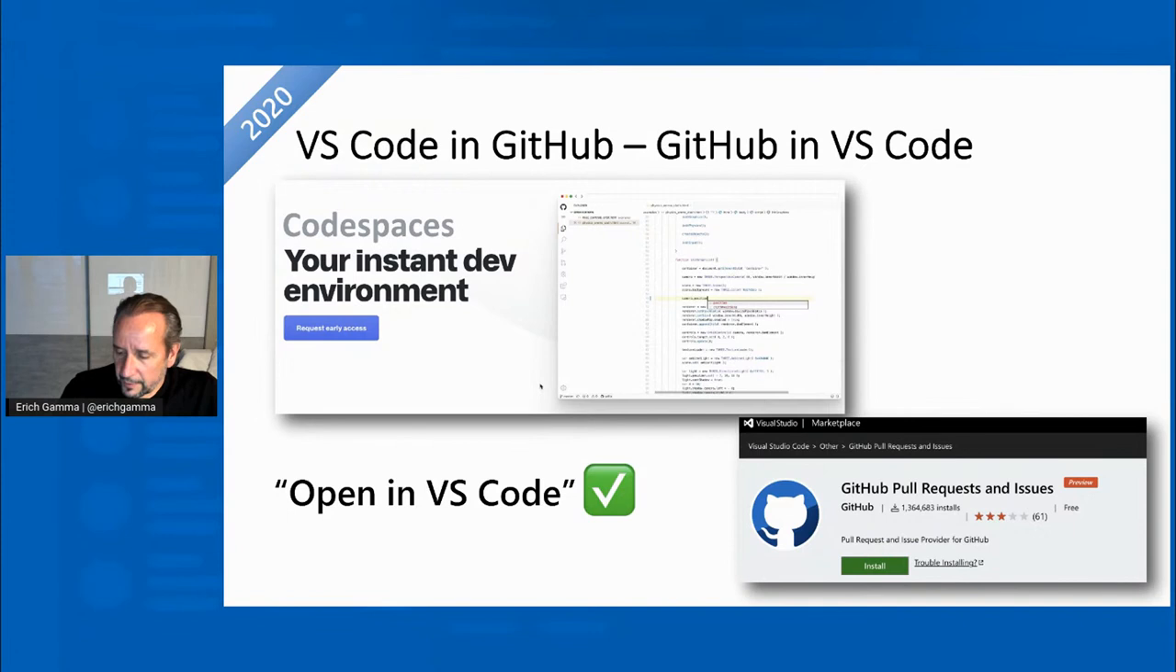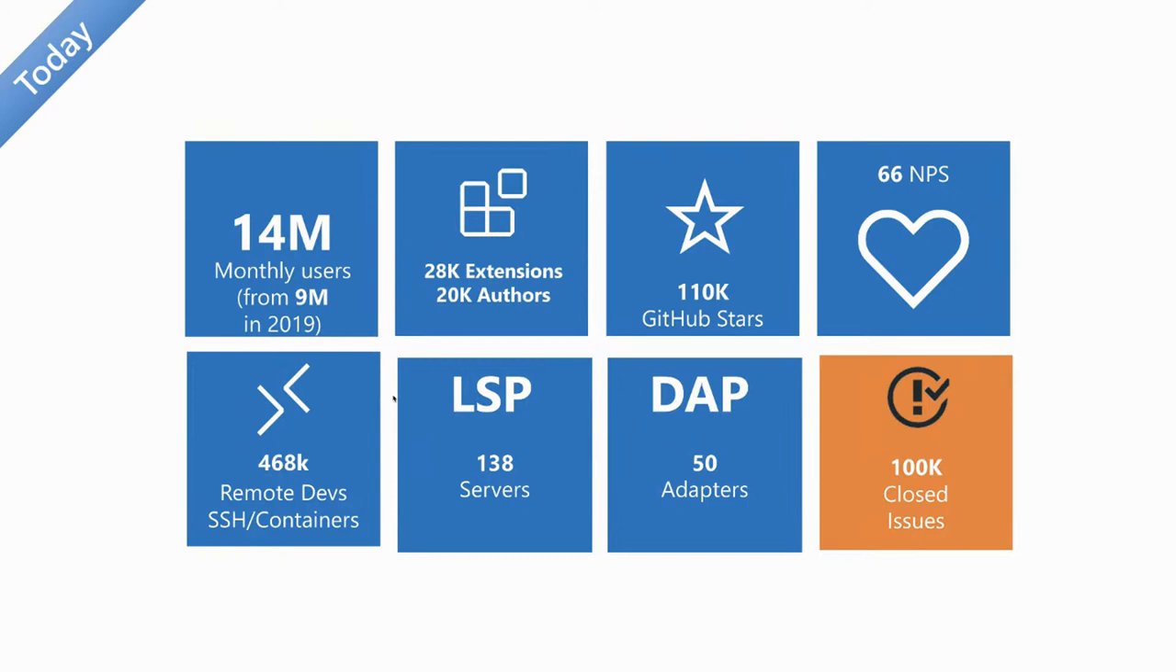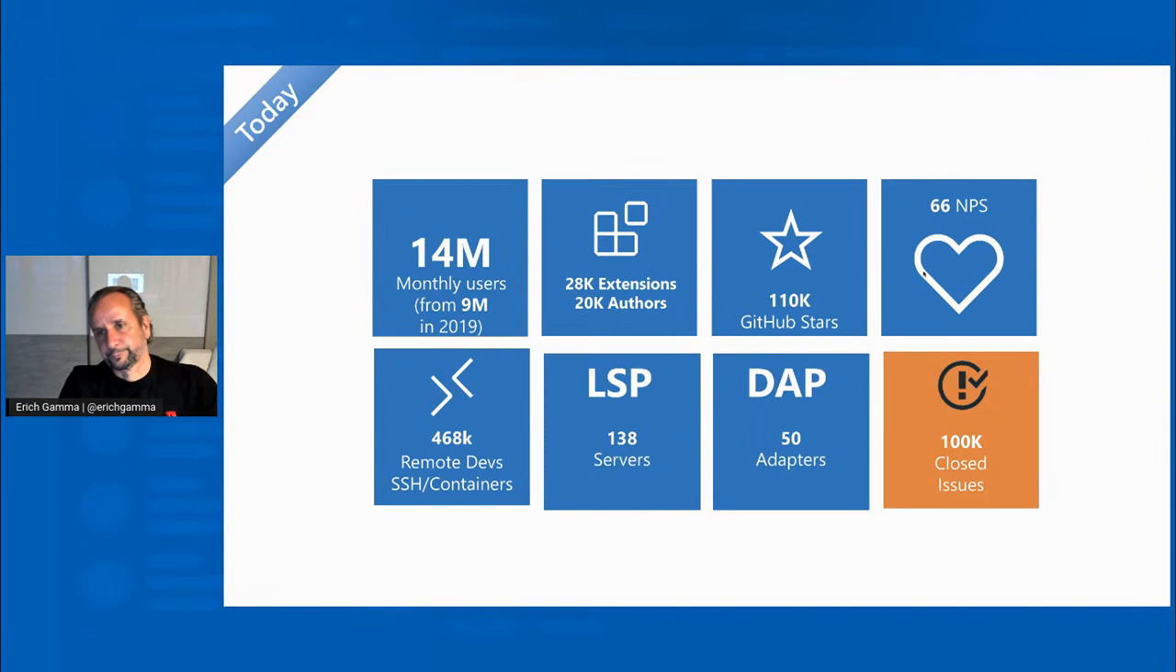where we are today, right? And I have some nice numbers for you here. So today we have 14 million monthly users. We have 28,000 extensions from 20,000 authors. We have a pretty good NPS score, right, with this NPS survey. So thanks to everybody that answers the surveys, which makes us pretty happy. We have some nice number of remote developers in this do-it-yourself setup with SSH and containers. You see here now language servers. There are 138 LSP-based language servers available, which is pretty good.